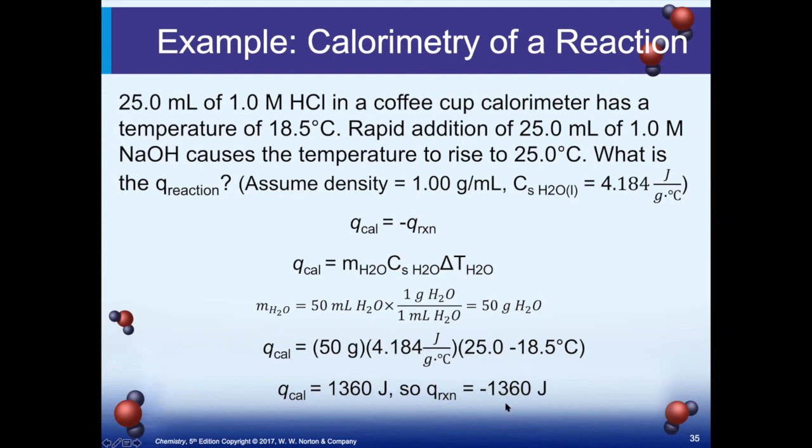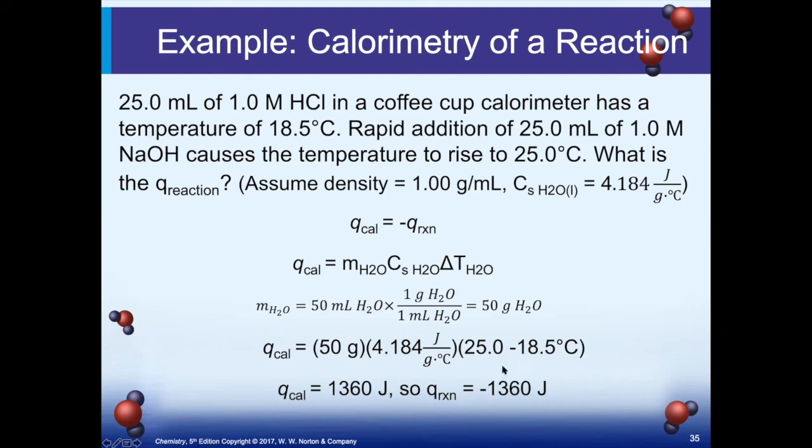And again, that should make sense. This is an exothermic reaction, so it should have a negative value. The reaction is releasing energy into the surroundings, and that's why the temperature of the water went up. It went up to 25 degrees Celsius because it absorbed all the energy being released by the reaction of sodium hydroxide with hydrochloric acid.